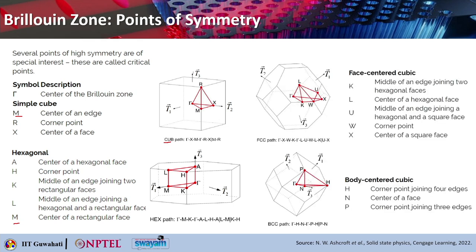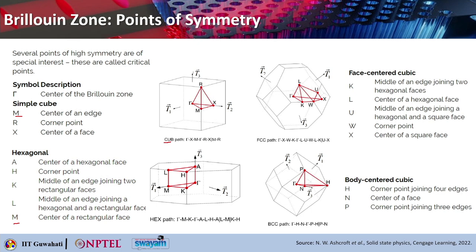Similarly, for FCC, you have K, L, U, W and X. These are the important points, and this is how the irreducible Brillouin zone looks. And for BCC, you have a few points like H. H is the corner point joining four edges. N is the center of a face, and P is a corner point which is joining three edges, and gamma is again the center.